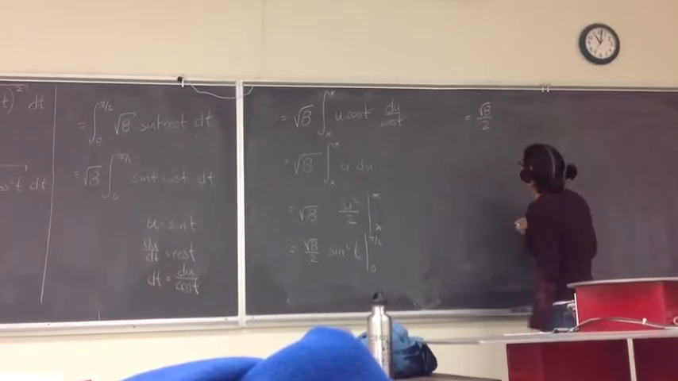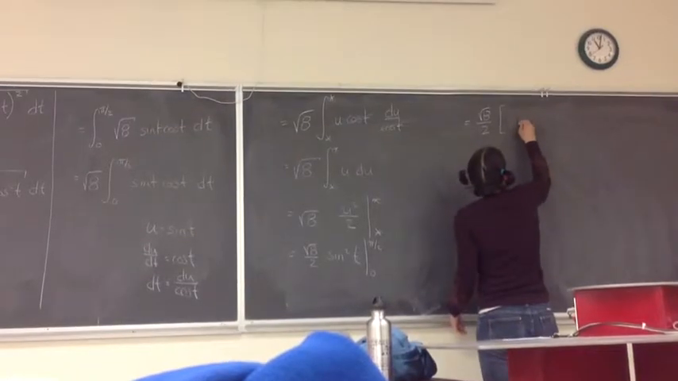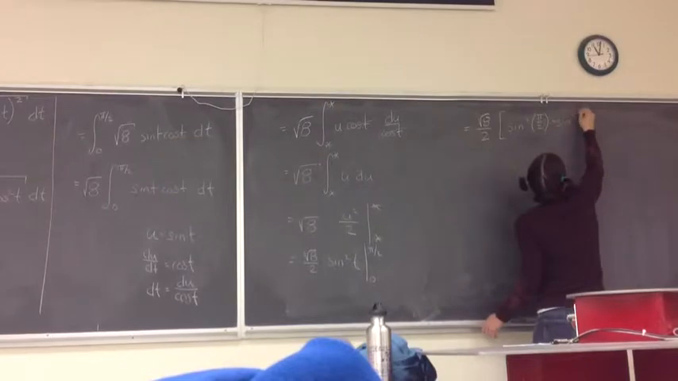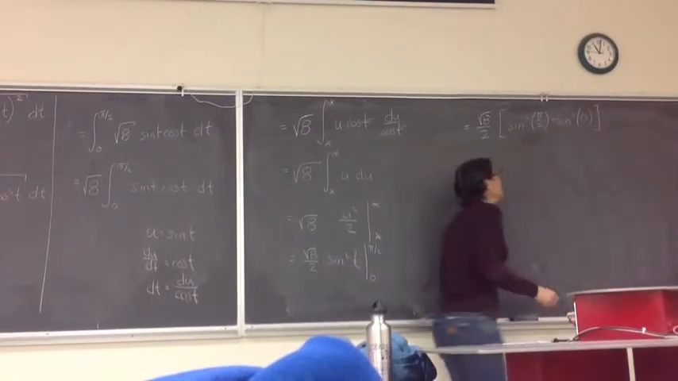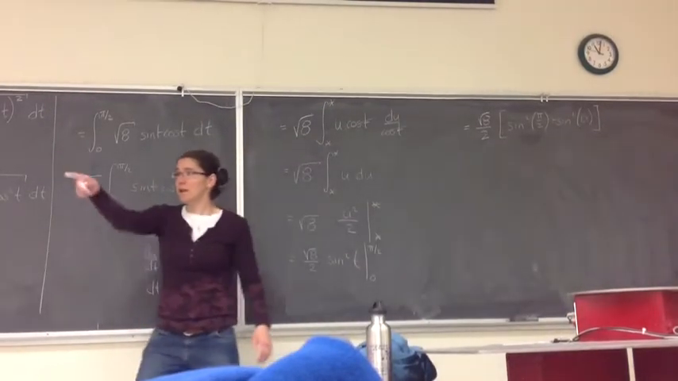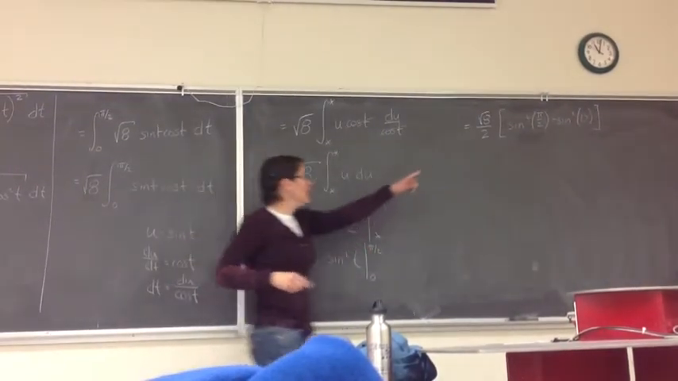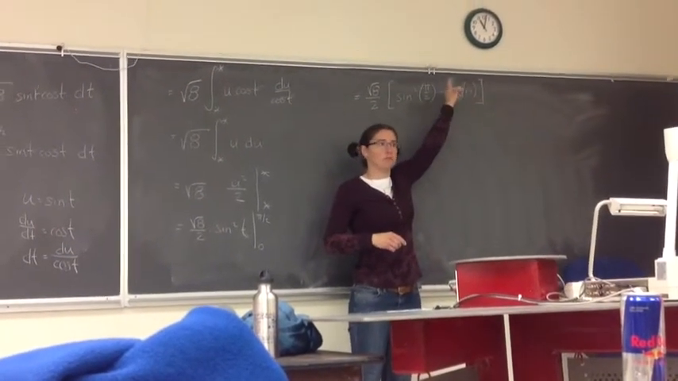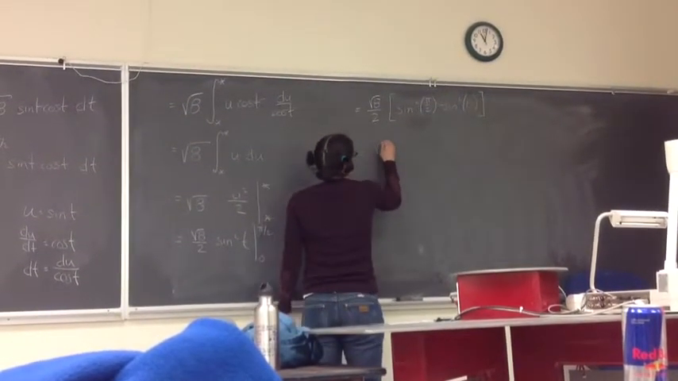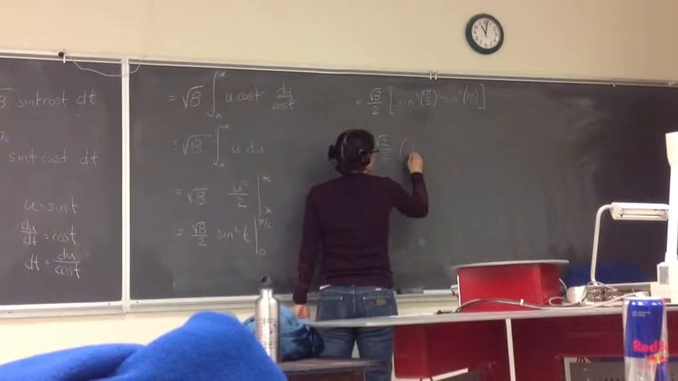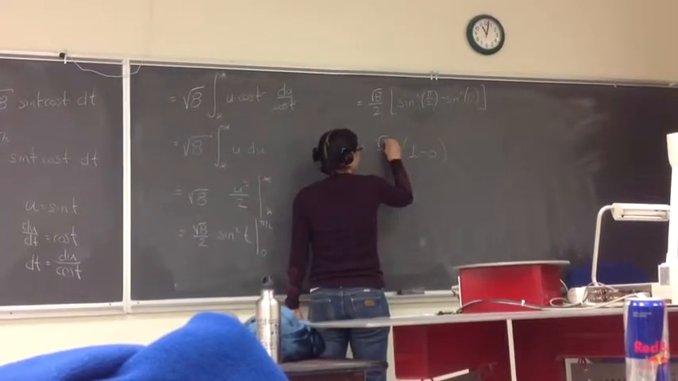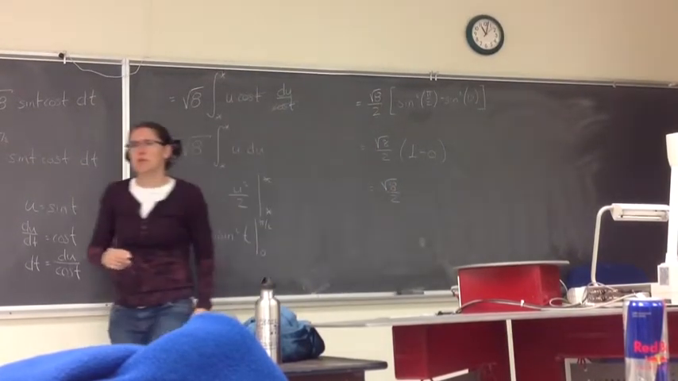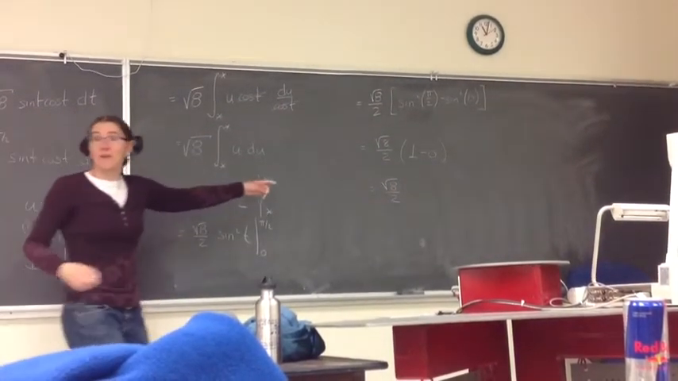Alright, so we end up with root 8 over 2, and then we have sine squared of pi over 2 minus sine squared of 0. And so sine of pi over 2 is 1. Sine of pi over 2 is 1. 1 squared is 1. Sine of 0 is 0. 0 squared is 0. So we end up with root 8 over 2 times 1 minus 0. And so we end up with root 8 over 2. So this is an okay final answer.